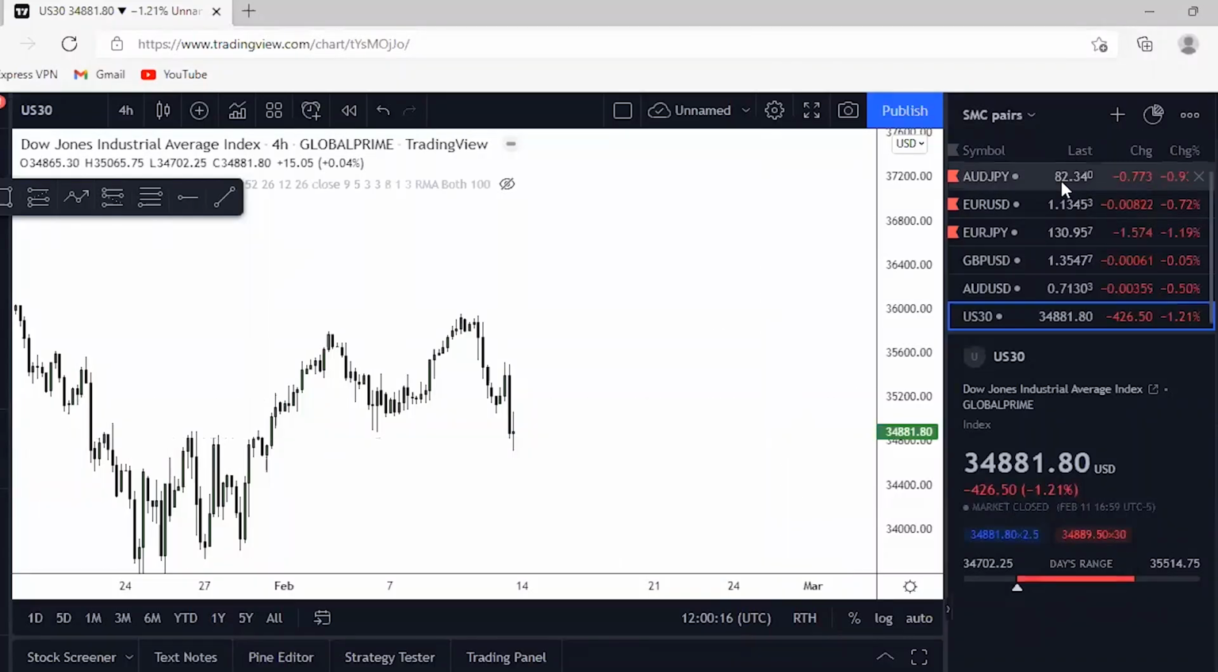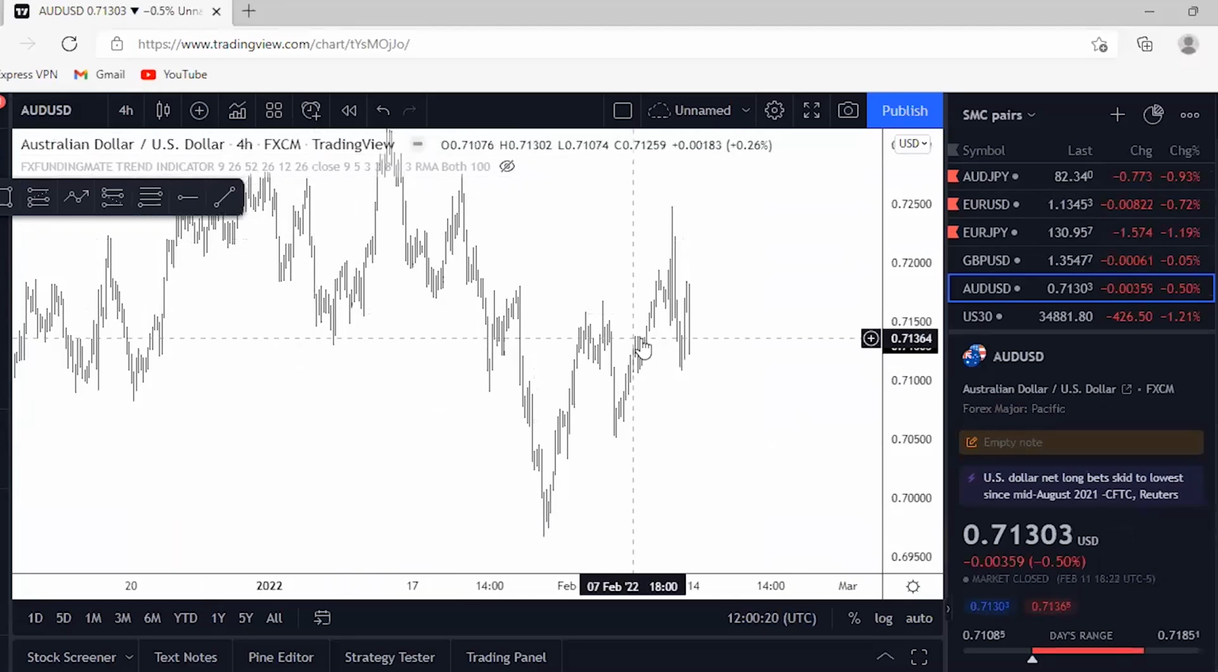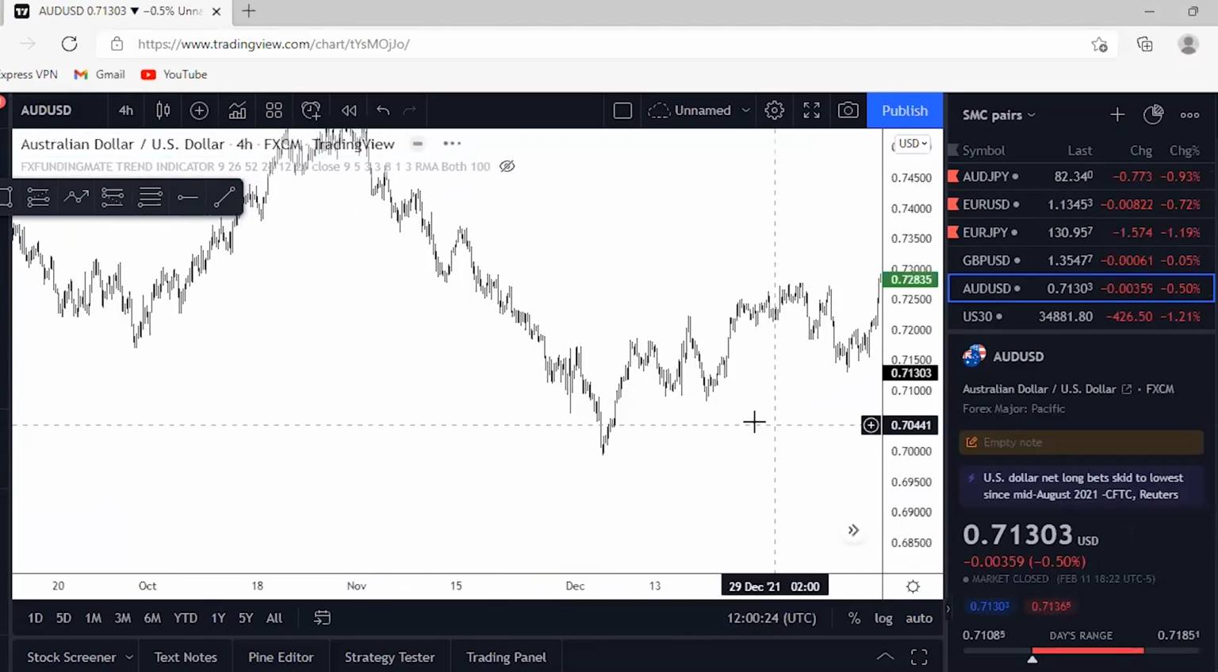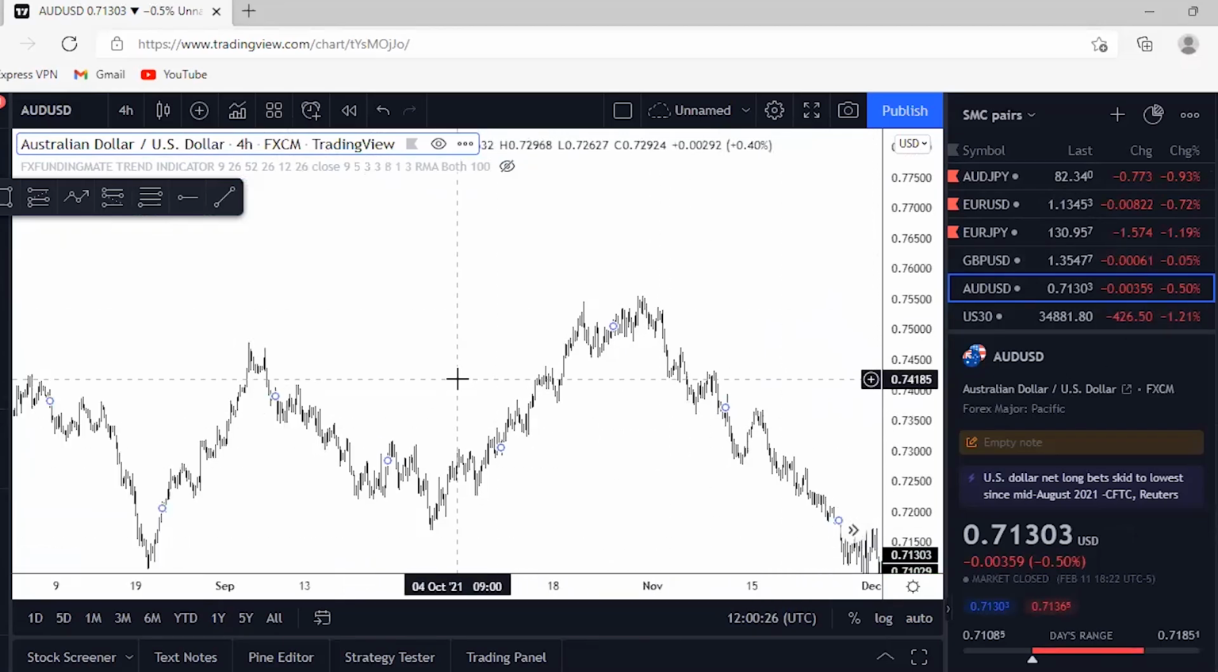Can you explain how to draw an order block, with which candle to select to draw it properly, please? I think I will answer all the questions by doing the backtesting, so it will be easier for you guys to see. For example, I will do the Australian US dollar backtesting.